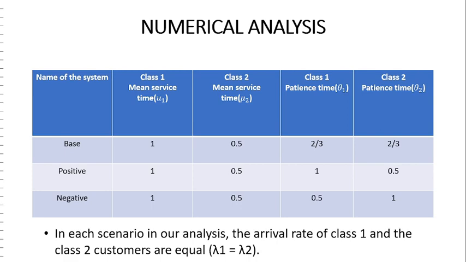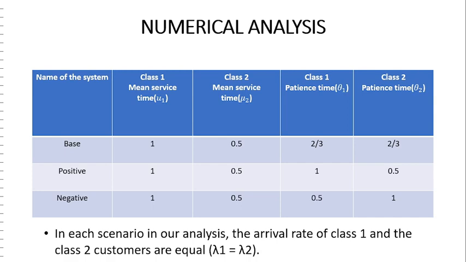In the first system, that is the base system, the customers in both classes are equally patient with a mean patience time of 2/3 unit. And in the base system, customers from the two classes differ in their distribution of service time but not in their distribution of patience time. And in the second system, the positive system, the mean patience time of customers in class 1 is 1 unit, while the mean patience time of customers in class 2 is 0.5 unit.